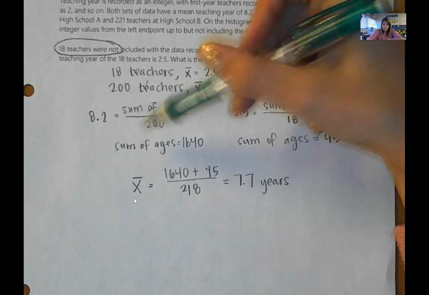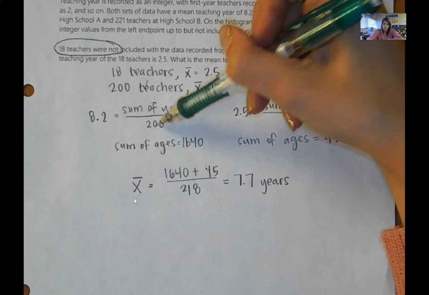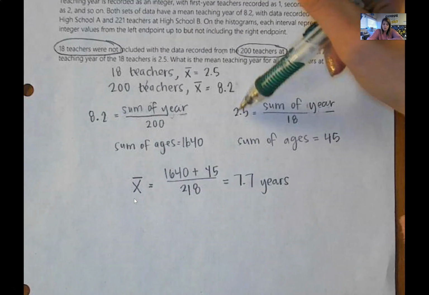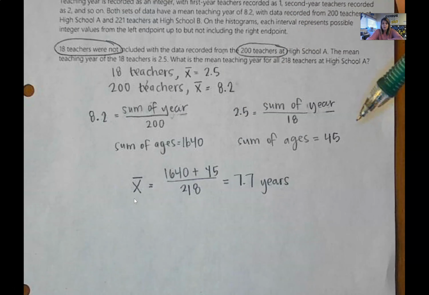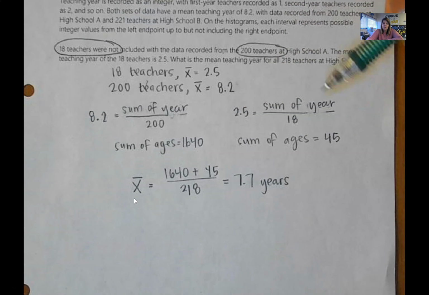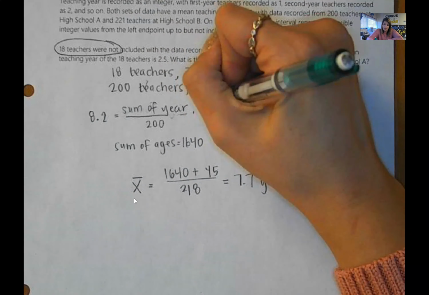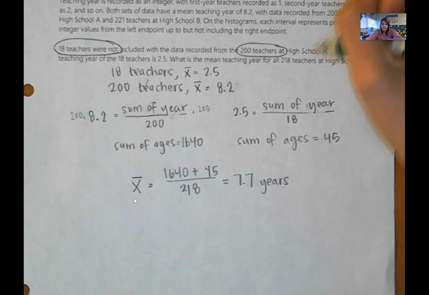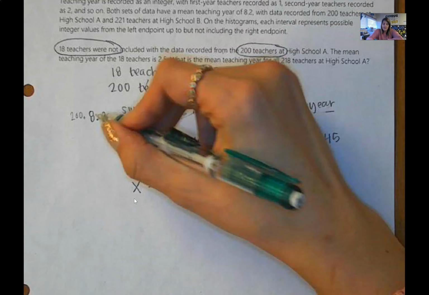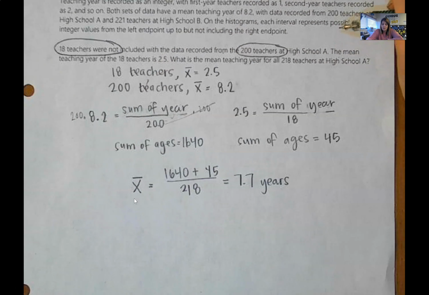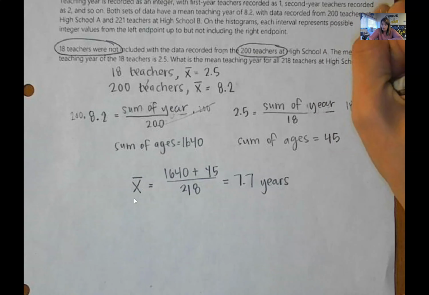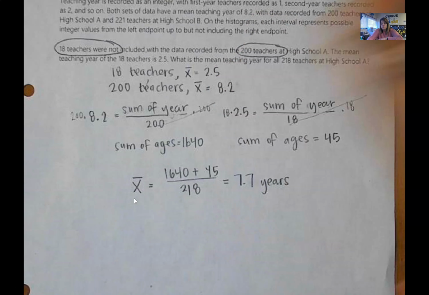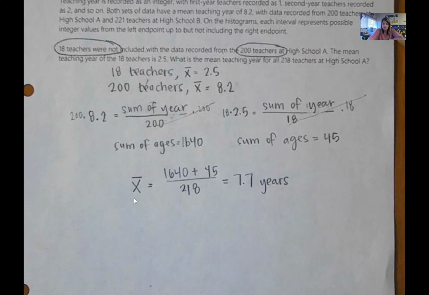So all I did was multiply these. 200 times 8.2. 18 times 2.5. Why am I multiplying them? Because that's how you solve this equation. If you want to get rid of a number in the bottom of a fraction, you multiply by that number. So these go away and you do 200 times 8.2. Multiply by 18, those go away. So you do 2.5 times 18.